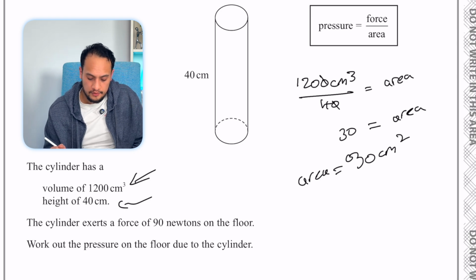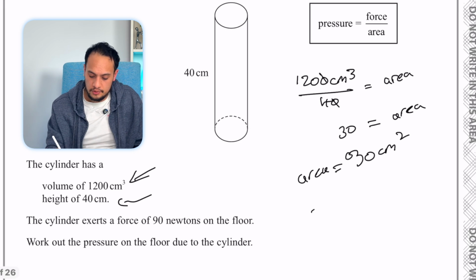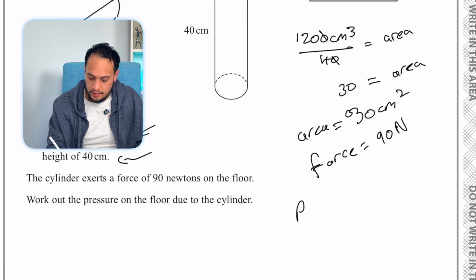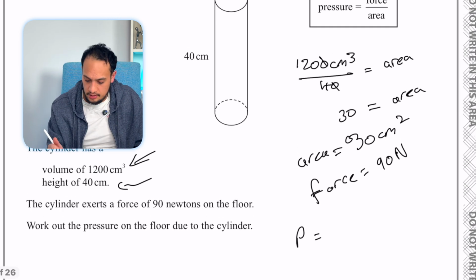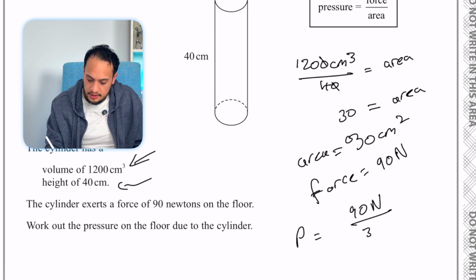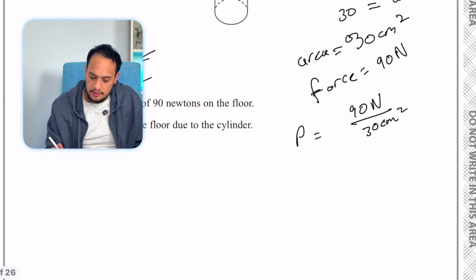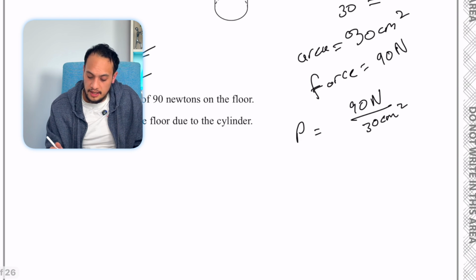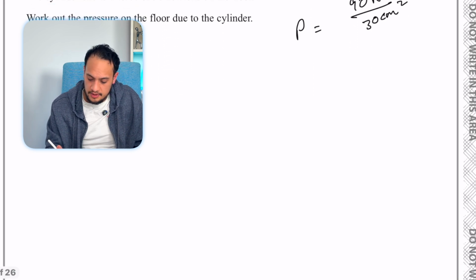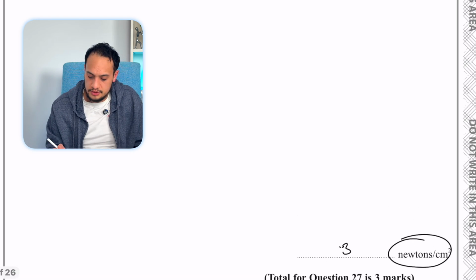Once we've done that, we've got the 90 newtons already. So we've got force, so force equals 90. And then I just need to substitute it into our equation. We've got pressure, which is measured in pascals usually. So we've got 90 newtons divided by 30 centimeters squared, which will give us 3. But we can call it 3 newtons per centimeter squared, as you can see here. So 3 newtons per centimeter squared.